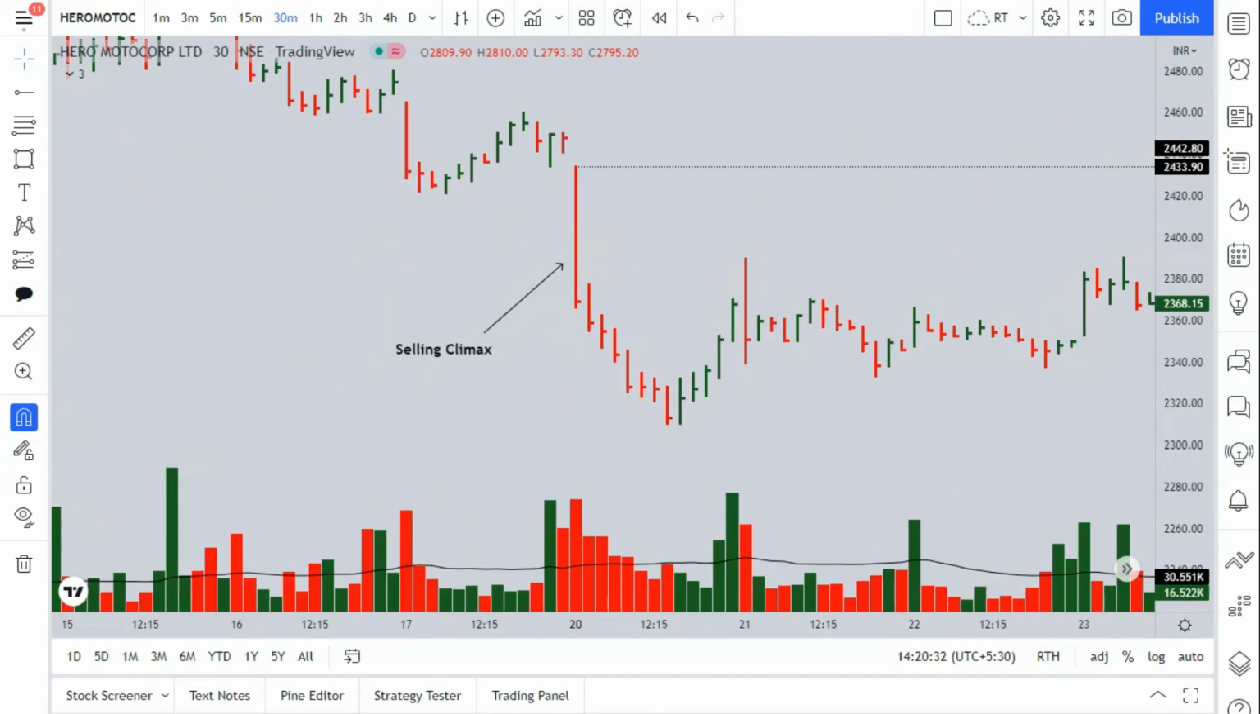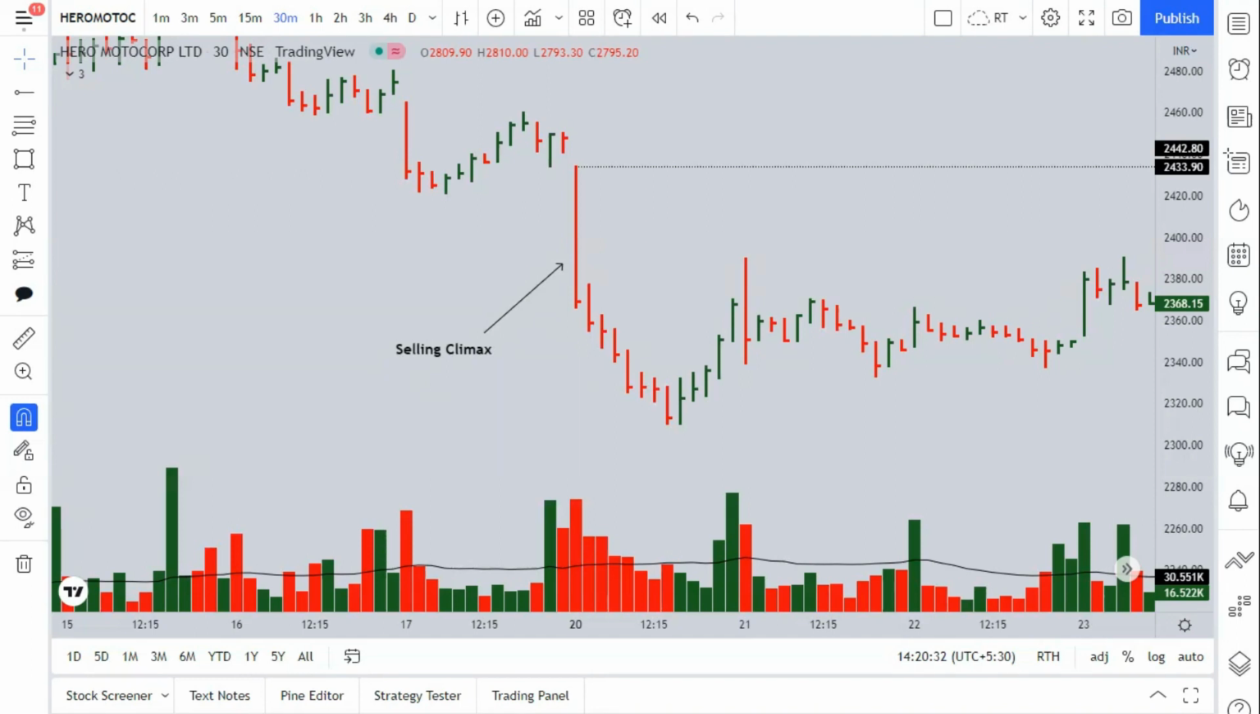Now there is one more, the final example. This is my favorite one because personally I had taken this trade. That's why I took the Hero MotoCorp trade based on Elliott waves and volume spread analysis. This was the end of an impulse wave. Okay, so there was an impulse wave. I was waiting for a particular buy trade right here for swing trading. It's been a while actually. So I was waiting for a buy trade.